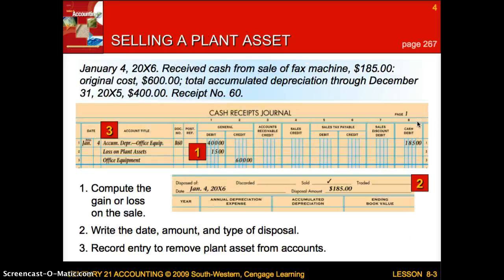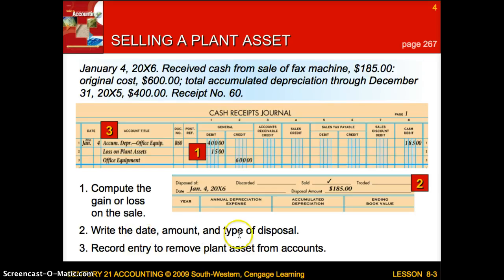Selling a plant asset. So this is if we have a fax machine here. We received cash of $185. However many years ago we bought this fax machine for $600. It depreciated through December 31st $400, and now we've received $185. So we need to compute the gain or loss of the sale.